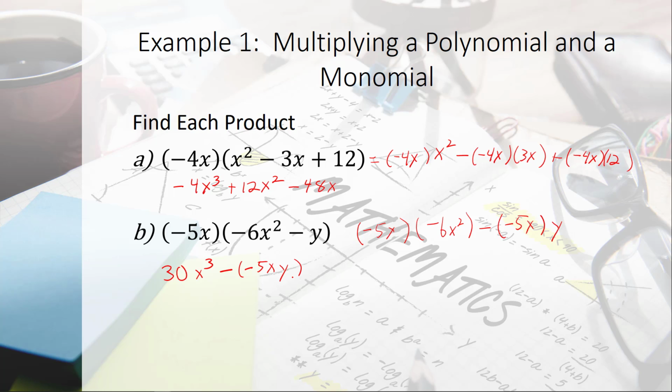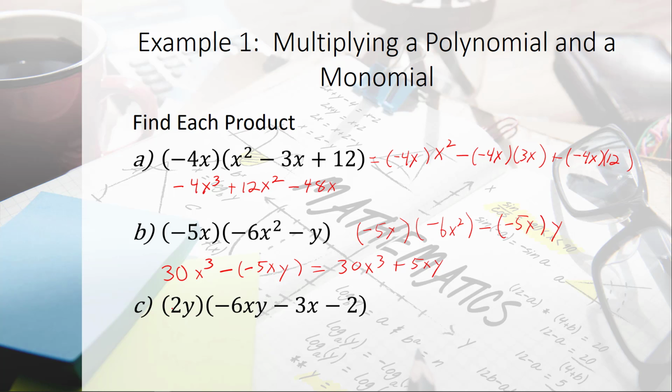That's pretty much all you can do with that. And then subtracting a negative quantity is just like adding the two quantities. So this will be 30x cubed plus 5xy. And finally, here at least now we have a positive monomial, which makes life easier, but we are going to use the distributive property again.